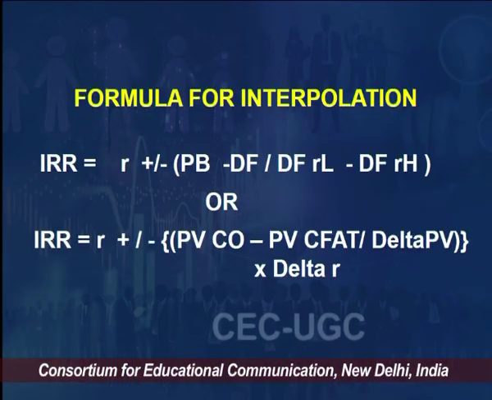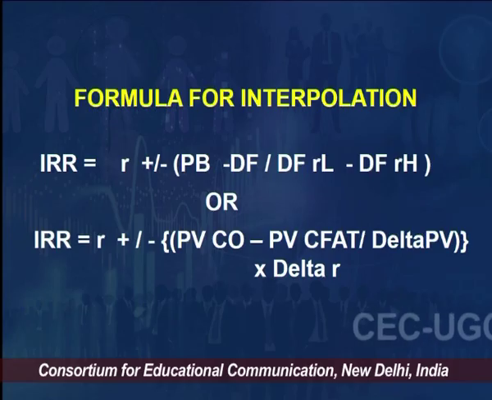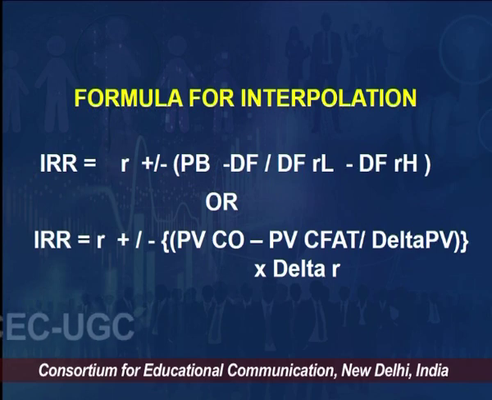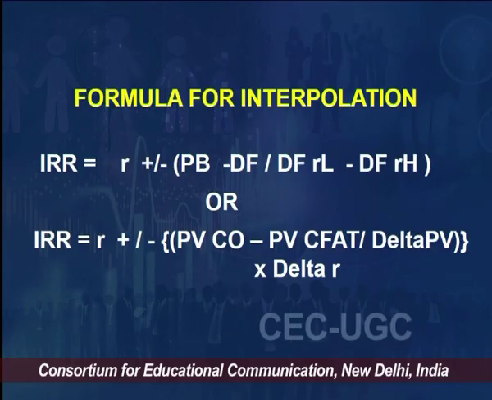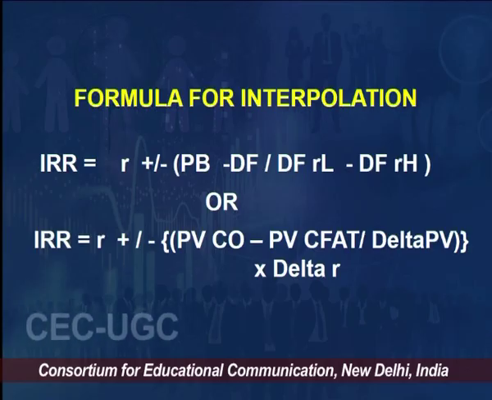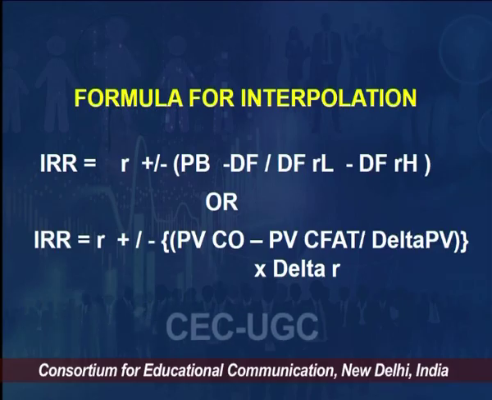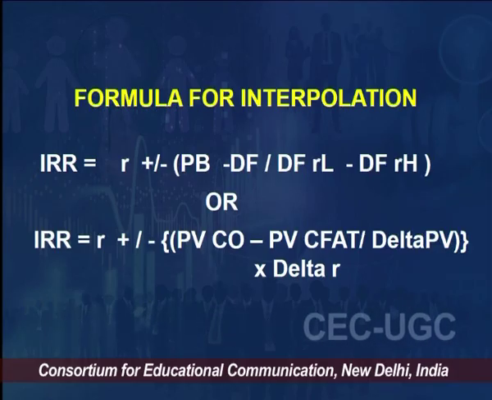I will just show you the formula in a while, and then the last step is to interpolate. So, what is the formula for interpolation? Now, you just have a look. IRR is calculated by interpolating two discount factors and two rates. There are two methods to use to interpolate. It is up to you which one you would like to use, because they both will give you the same result. In the first one, it is R plus or minus.